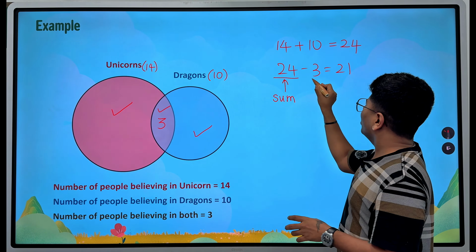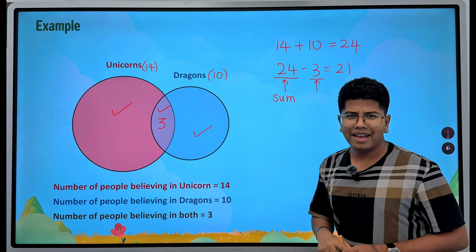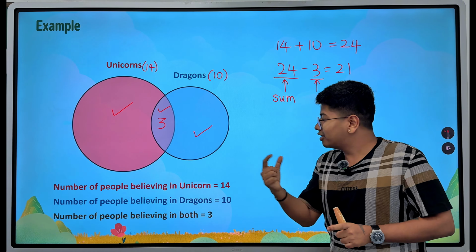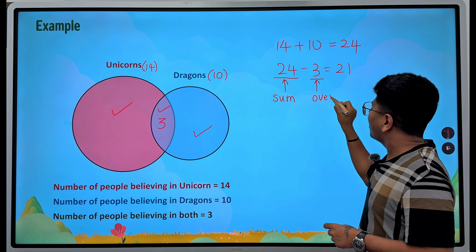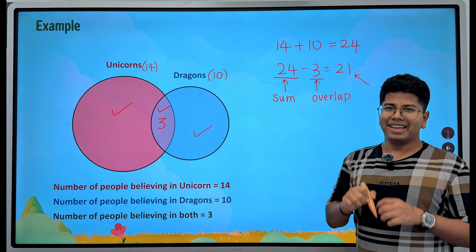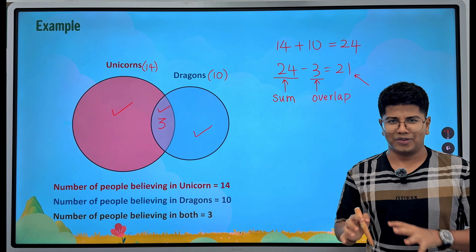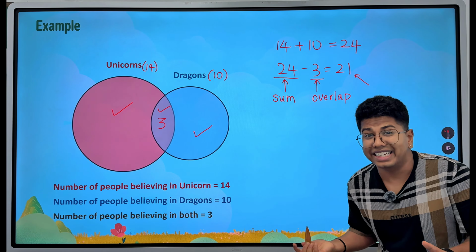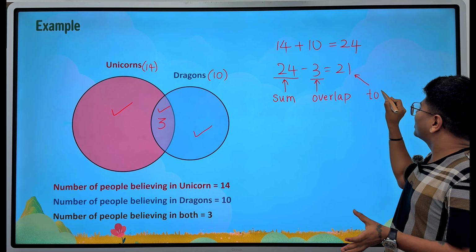How about this 3? What does this 3 represent? Oh, the 3 simply represents both. Both means it's the overlapping part. So here we can write down overlap. And what does this 21 represent? Yeah, the 21 is the total number of students that are present actually. So here this is total.